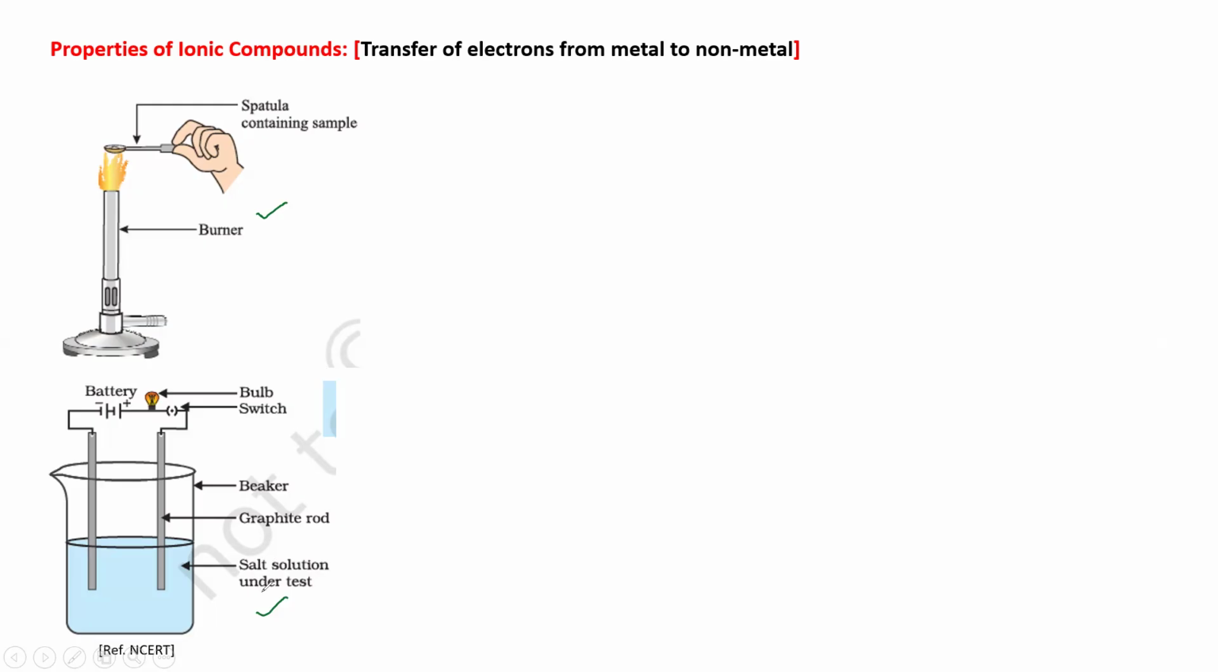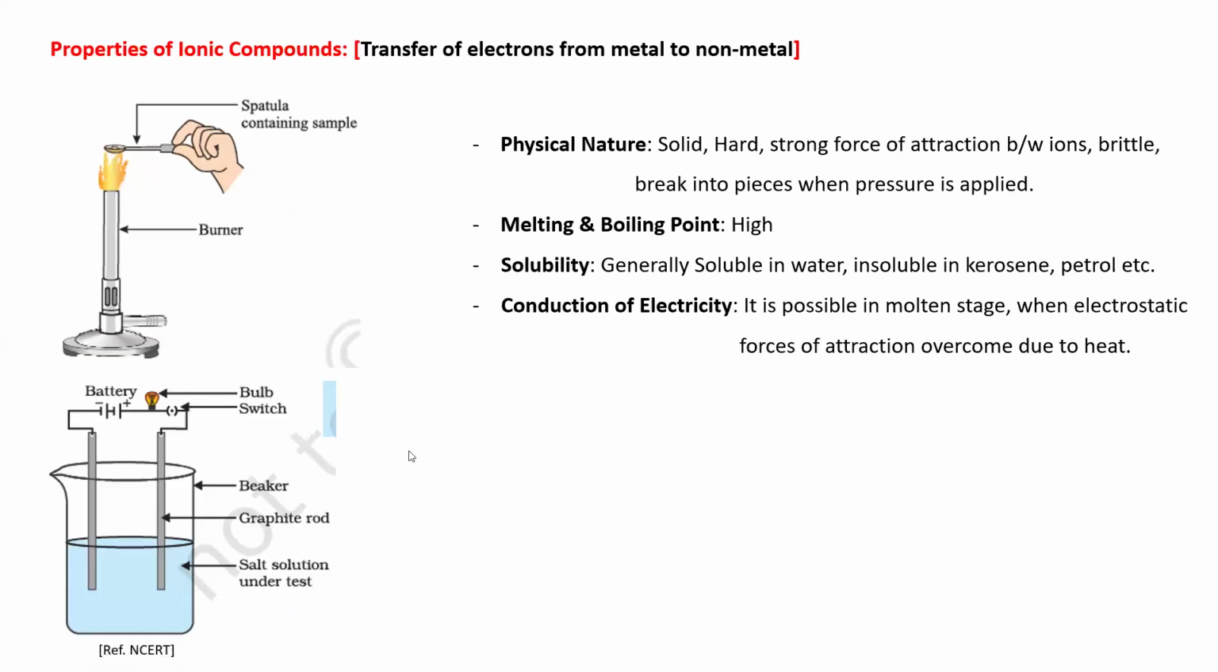So when salt solution is taken here, and here is a graphite rod, and the battery supply is connected here, the sodium chloride will change into the ion form. It will be converted into Na+ and Cl−. Due to the formation of ions, movement of the ions takes place, and finally this bulb is going to glow. So this shows the properties of ionic compounds.